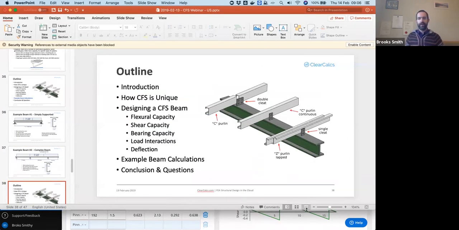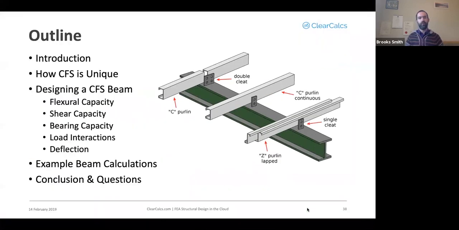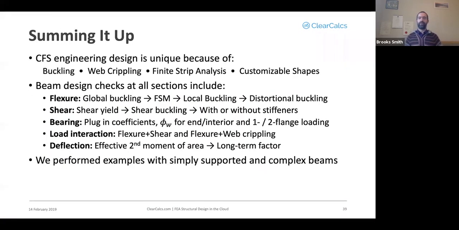Now going back to the presentation, I'm just going to quickly conclude here. So summing everything up, cold form steel engineering design is unique because of buckling being much more likely to happen, web crippling being much more likely to govern your design, a likely need for finite strip analysis, and highly customizable shapes. In all of our design checks, we went through the full process there of global buckling, finite strip method analysis, local buckling, and distortional buckling calculations.